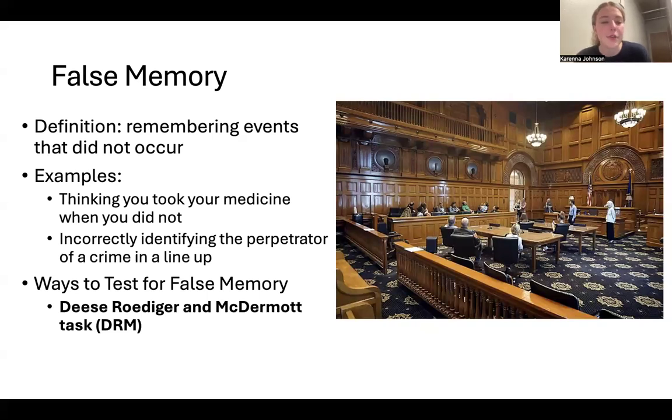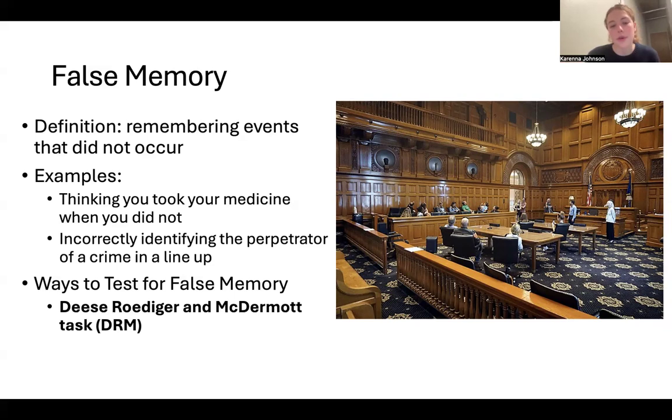Next, false memory. False memory is very easily defined as remembering events that didn't actually occur. Some examples of this could be thinking that you took your medicine when you actually didn't, or incorrectly identifying the perpetrator of a crime in a lineup. False memory has huge ramifications, and there's a lot of studyability here, from simple things like did I take my ibuprofen or not to picking somebody out of a lineup. False memory has huge effects.